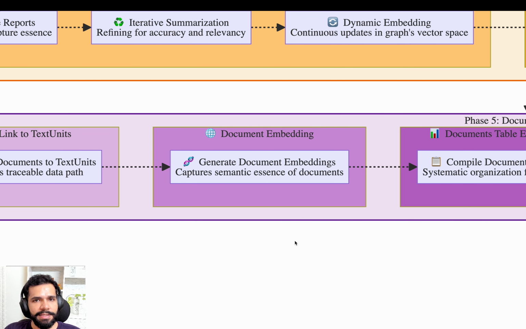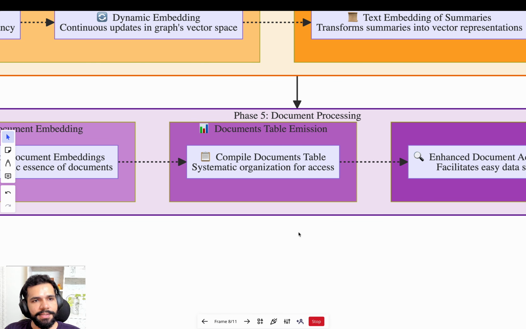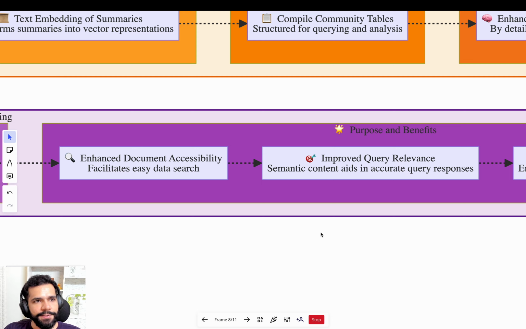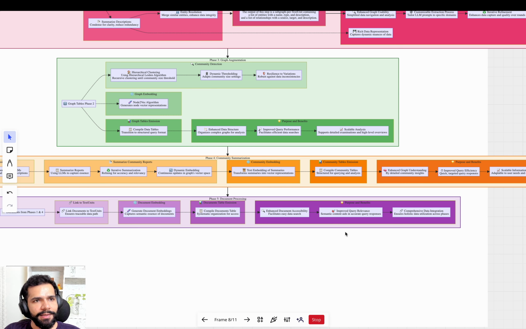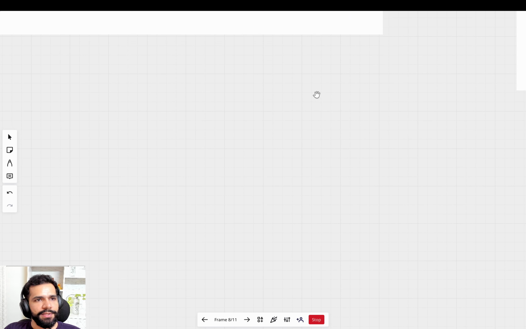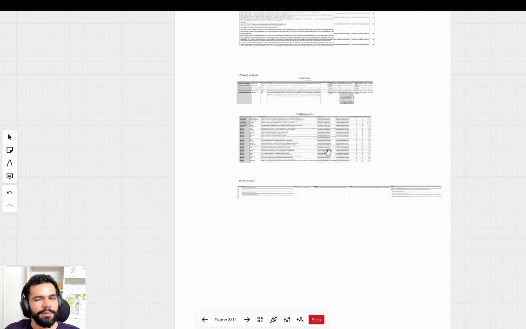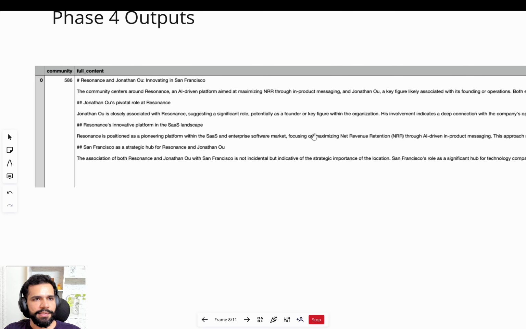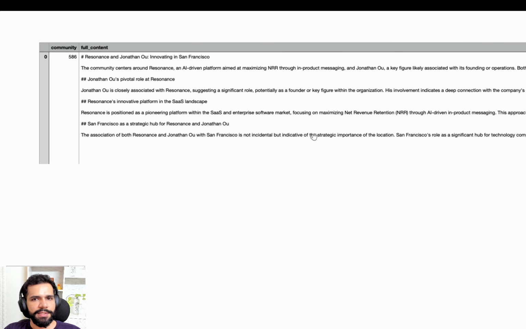So this is what the KG indexing, the knowledge graph creation pipeline looks like. At the end, I would like to show one instance of this output. Let's look at one community, number 586, in our retrieved dataset. It contains information about Resonance, which is probably a company, and its founders who are working in San Francisco, associated with Resonance, and their work, about San Francisco as a strategic hub.